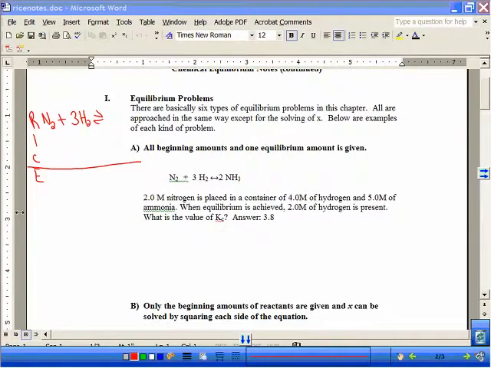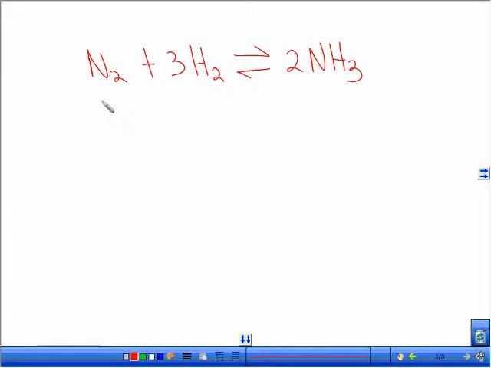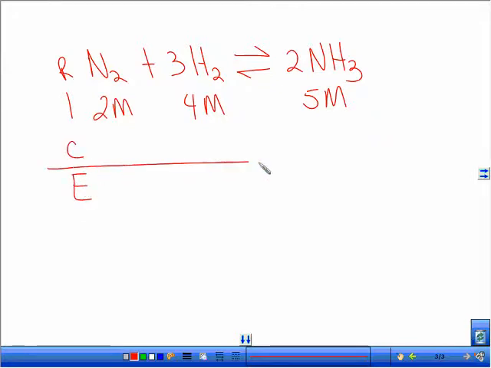And if we go back and look, it says that we've got 2 moles of nitrogen placed in a container with 4 moles of hydrogen and 5 moles of ammonia. So 2, 4, and 5. So 2 molar, 4 molar, and 5 molar were placed in a container. And it says after some equilibrium has been established, we end up with 2 molar of hydrogen. So they gave us all the beginning amounts and one of the ending amounts.